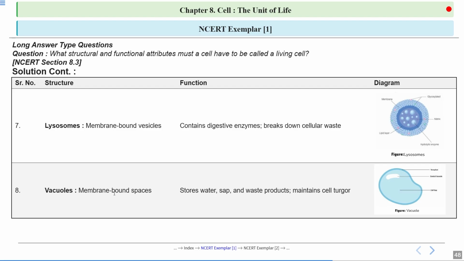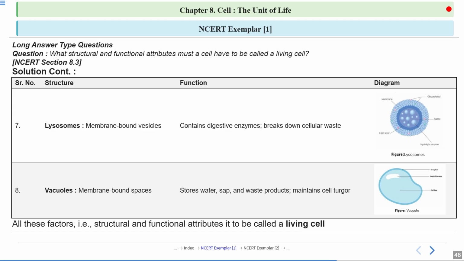Next is vacuoles. Vacuoles are membrane-bound spaces. Vacuoles are surrounded by a membrane known as the tonoplast. Vacuoles store water, sap, and waste products, and maintain the cell turgor. So all of these structural and functional attributes are needed for a cell to be called a living cell. A living cell will consist of all of these organelles you can see. Clear? These are the structural and functional attributes a cell has so as to be called a living cell.